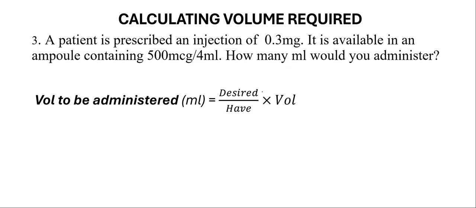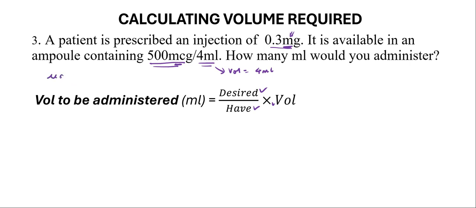The next question, the desired amount is 0.3 milligrams. It is in milligrams. What they have is 500 micrograms per 4 ml. The volume is 4 milliliters. At this moment, the units for the desired and the units for the have do not match up. So a unit conversion is required at this stage. So we can convert both into milligrams or both into micrograms.